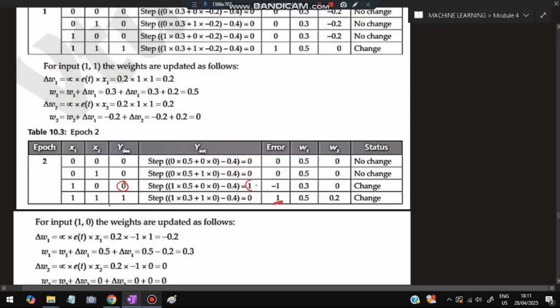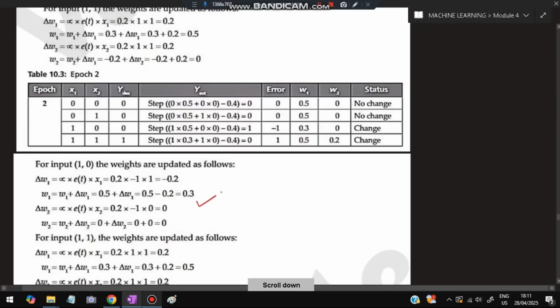0 was here, but 1 came as an answer here because of the new weight. So the error will be 0 minus 1, which will be minus 1 here. Again, we'll be writing the same here, 0.5 and 0.5. Whenever a change is needed, we'll first do this change. For the input 10 we'll do the change, applying the same value with the new updated weights, and we'll get an updated weight.